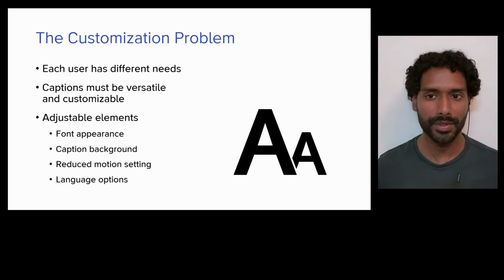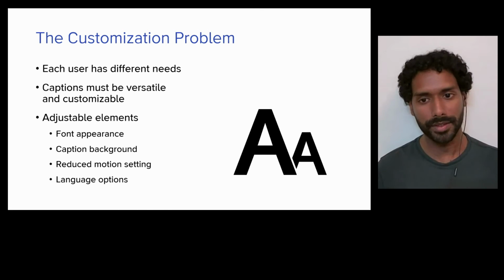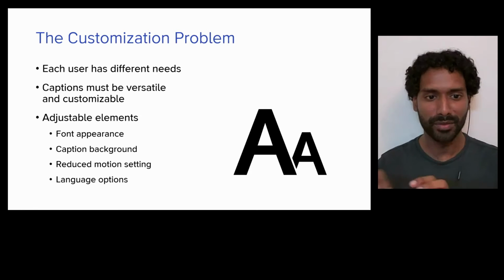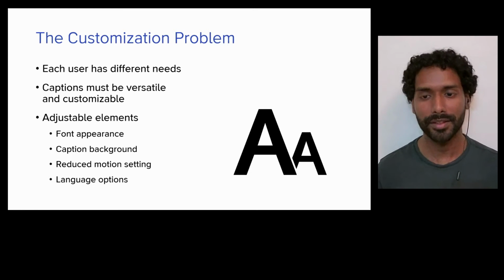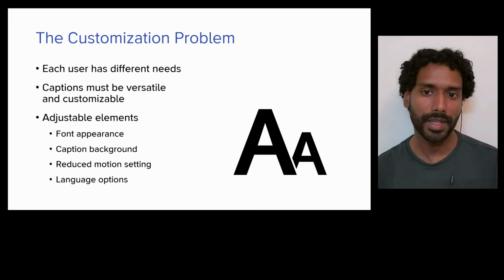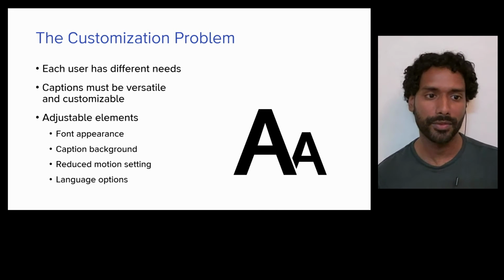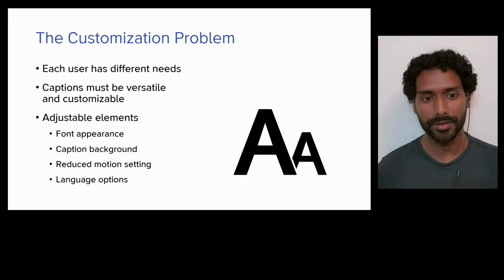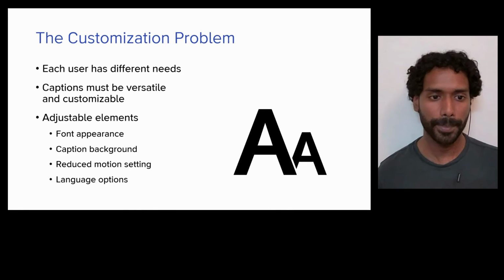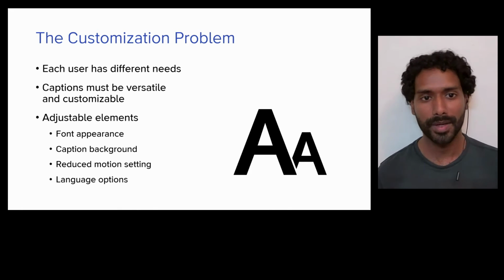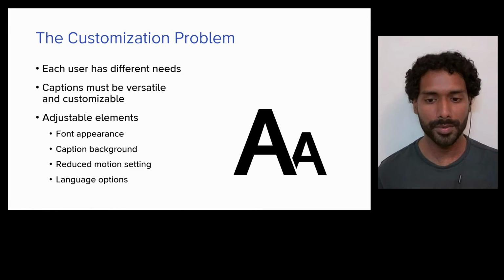And if somebody has motion sickness, they need an option to reduce the number of animations and captions moving around too much. And finally, we also need to think about different languages. So some languages like Arabic, for example, have right to left text, which means that the normal way of rendering text in Unity probably doesn't work in that case. So there's a number of customization aspects that we need to think about when developing captions.